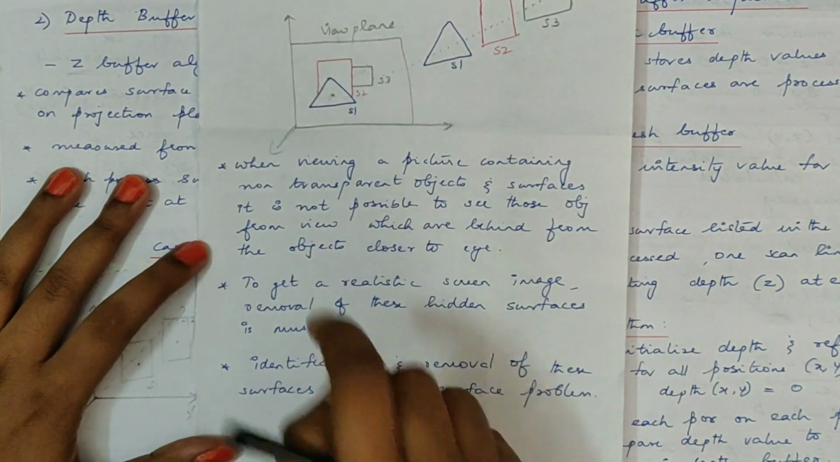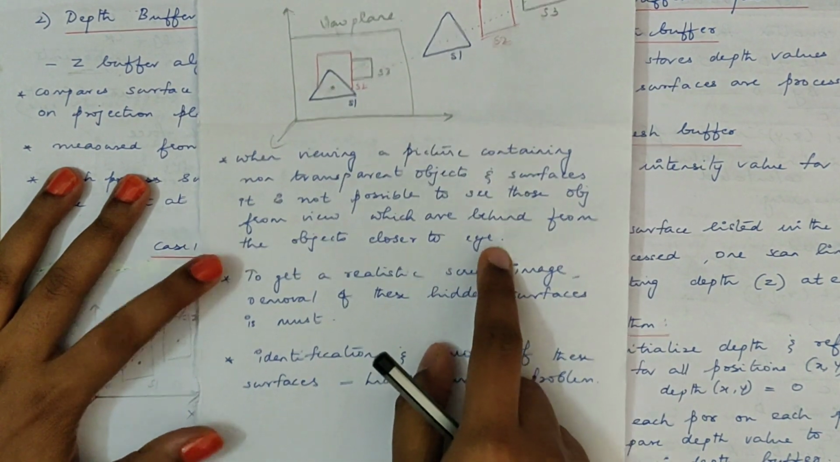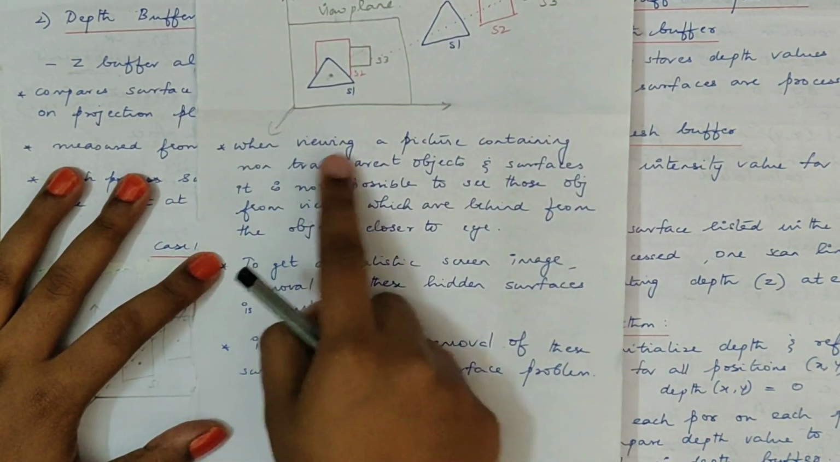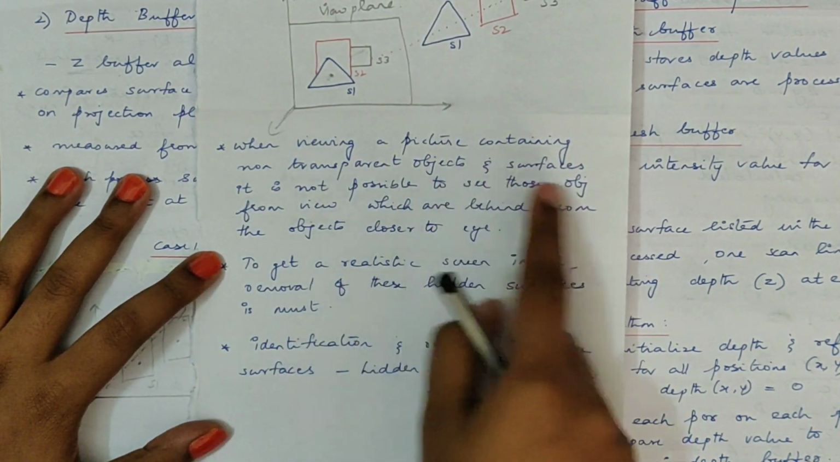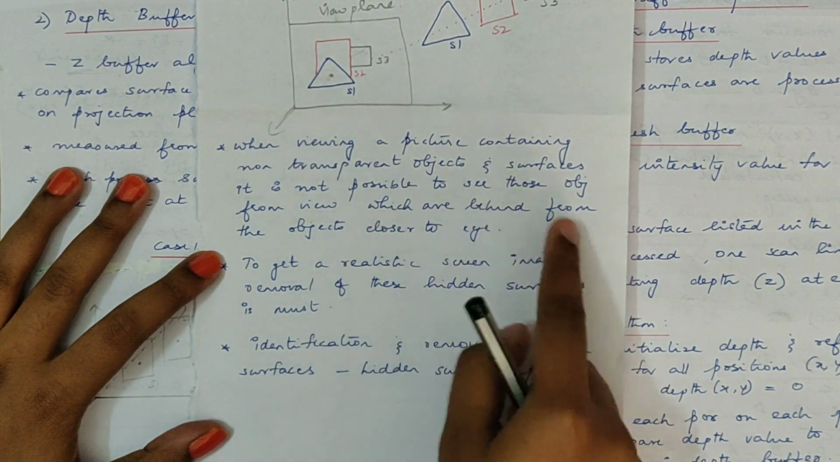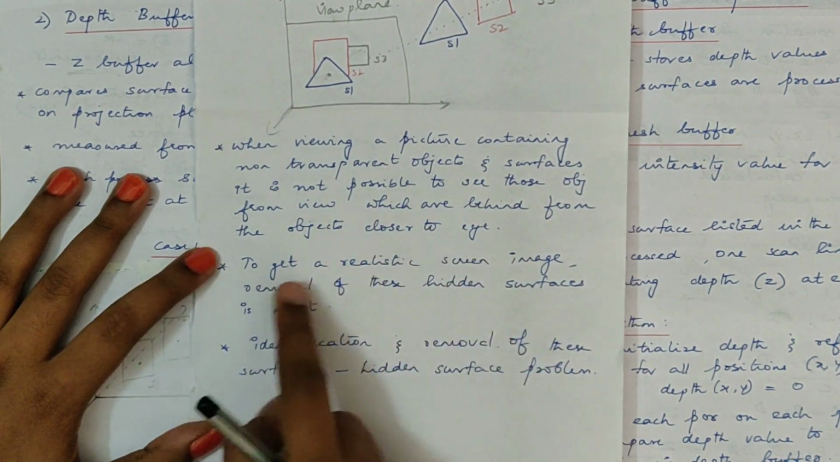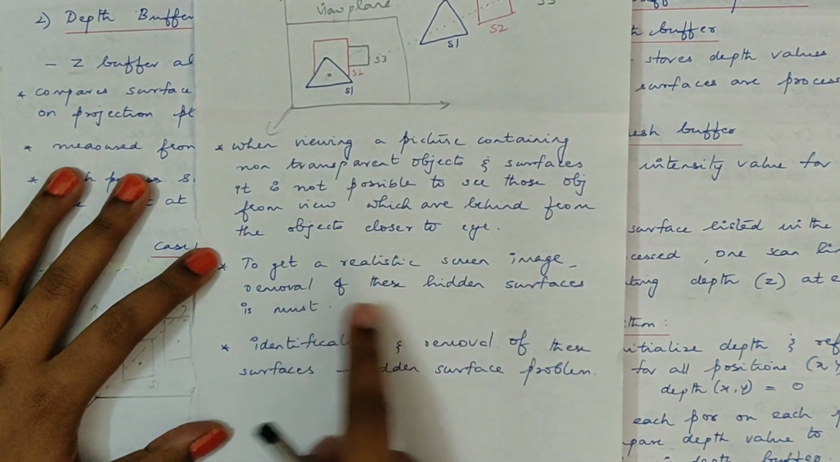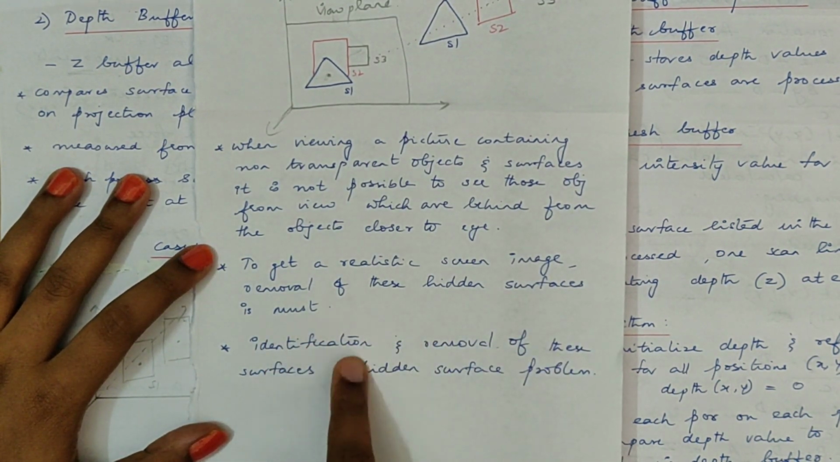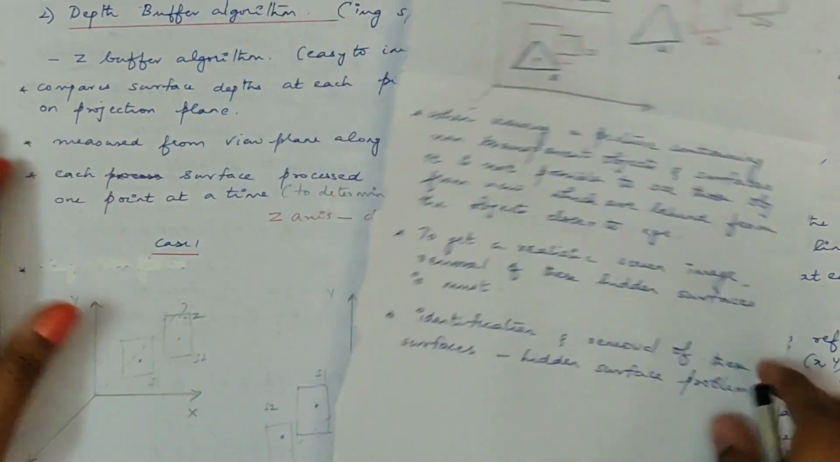We have already seen what visible surface detection is. When viewing a picture containing non-transparent objects and surfaces, it is not possible to see those objects which are behind the objects closer to the eye. To get a realistic screen image, removal of these hidden surfaces is a must, and the identification and removal of hidden surfaces is called the hidden surface problem.